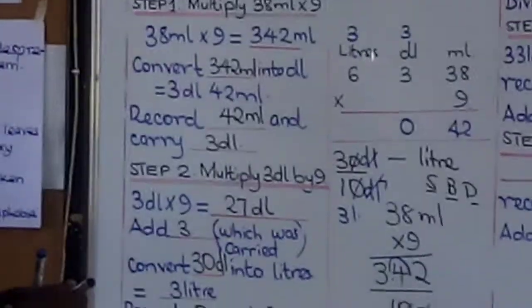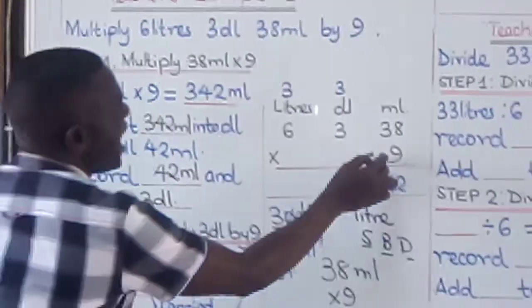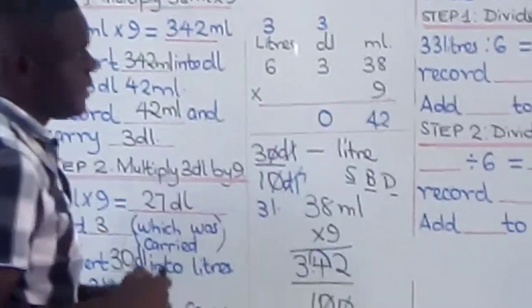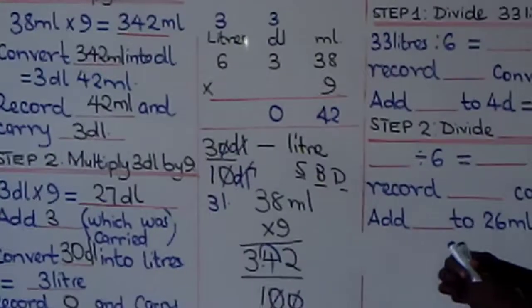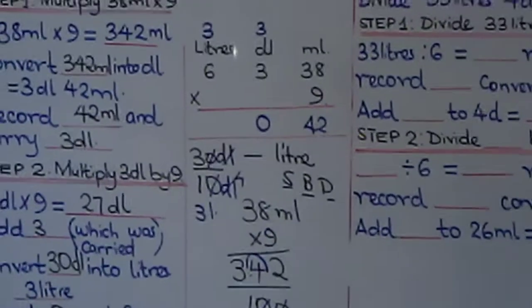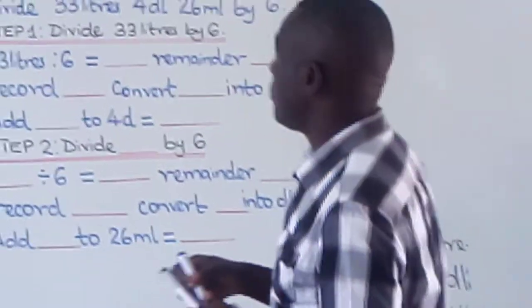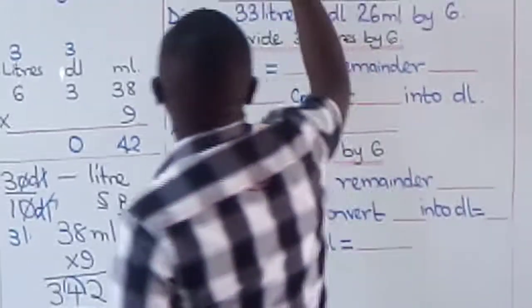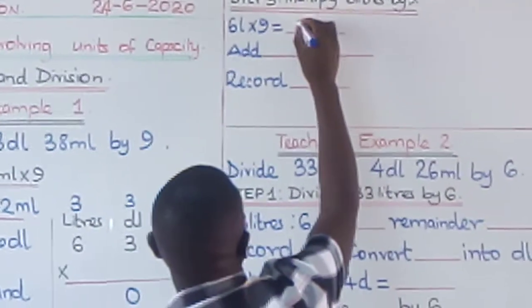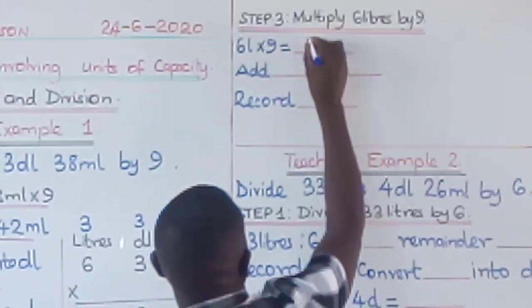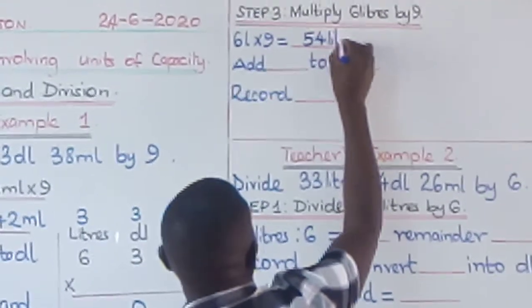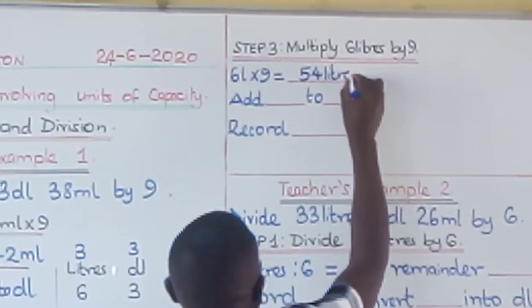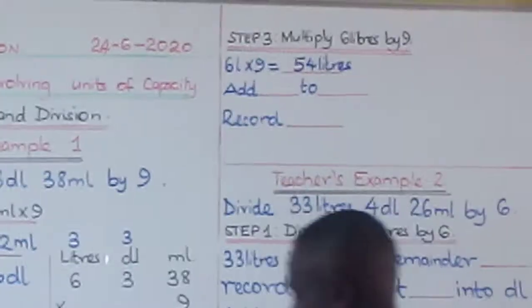Next step, we multiply 9 by 6 liters. 9 multiplied by 6 liters. Yes, Lanesia, 9 multiplied by 6 liters. Very good, Lanesia. That is 54 liters. 9 multiplied by 6 is 54 liters.